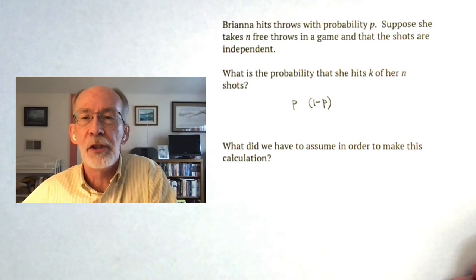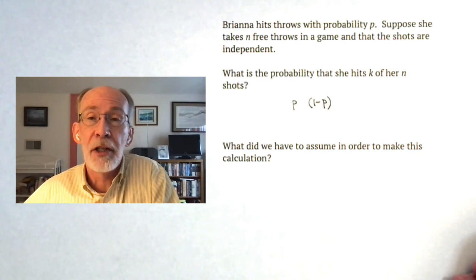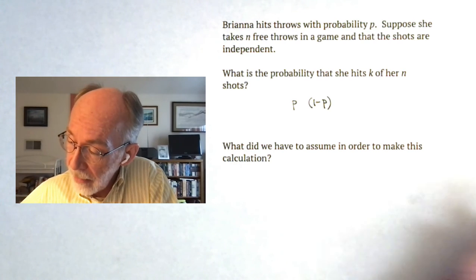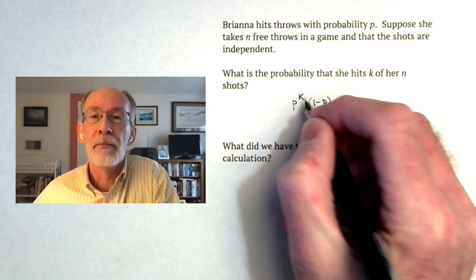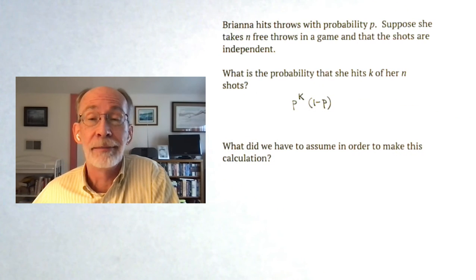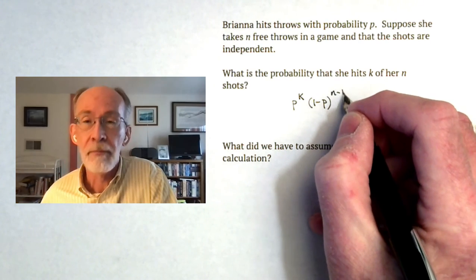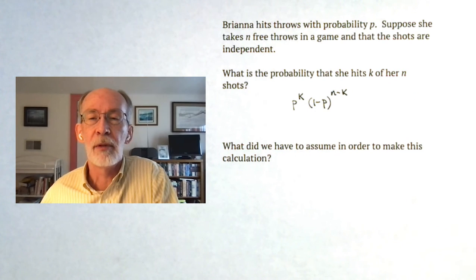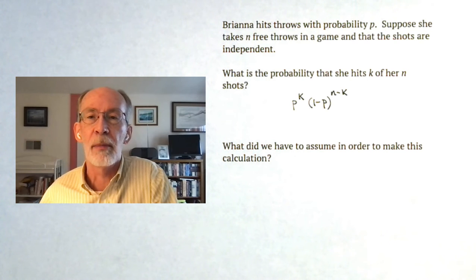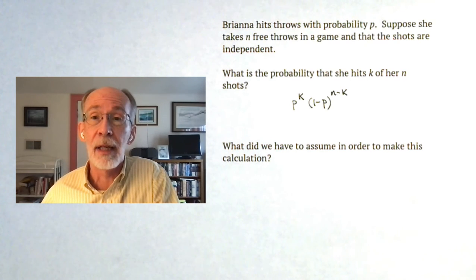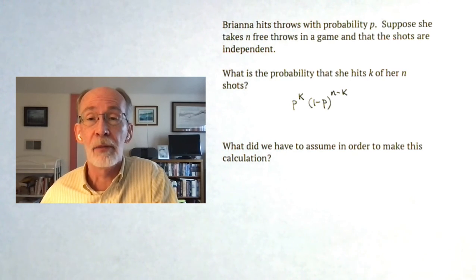And in this situation, we're imagining she's going to make K of those shots, which means she's going to miss the rest. And if you take N shots and you make K of them, how many are you going to miss? You're going to miss N minus K. So this should be the probability of any of the outcomes that involve making K shots with probability P, missing N minus K shots with probability 1 minus P.